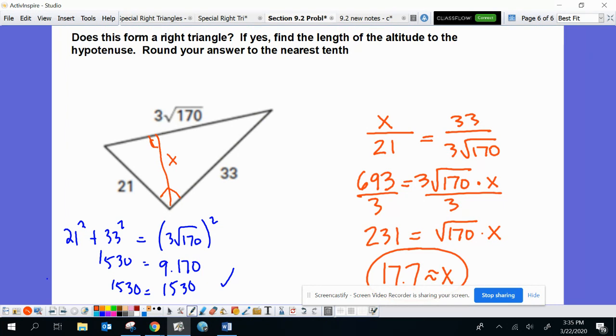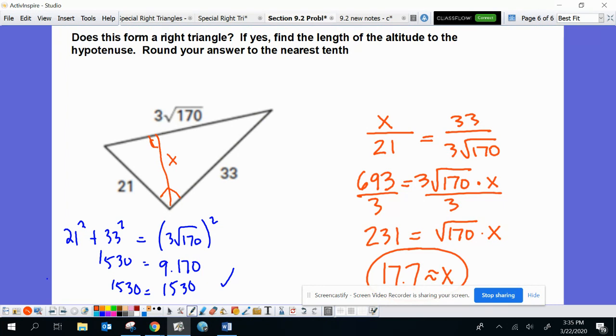So to repeat, just in case I said that wrong, in the small triangle, long leg is x, hypotenuse 21. And in the big triangle, long leg is 33 with the hypotenuse 3 roots of 170. Cross multiply, I divide by that 3 that's out in front of square root of 170. Then I divide by square root of 170 and I get 17.7.